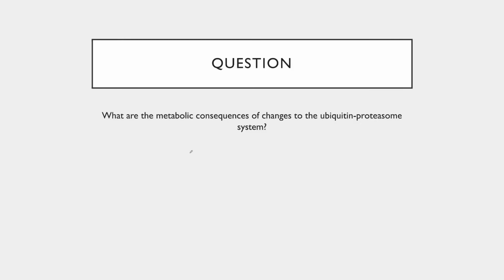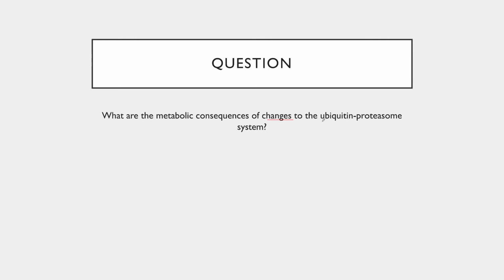So let's finish with a question, and this question would be similar to something we'd expect to see on the discussion board as a pathway problem. And I'll also give you an example of how this question would be answered as a pathway problem. It also may be an example of a case connection that you might see within the course. So if we ask the question, what are the metabolic consequences of changes to the ubiquitin proteasome system?